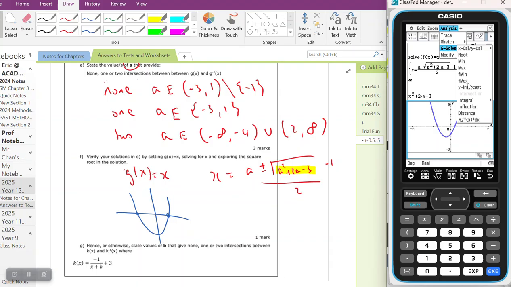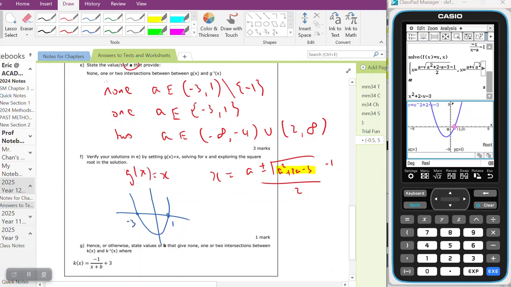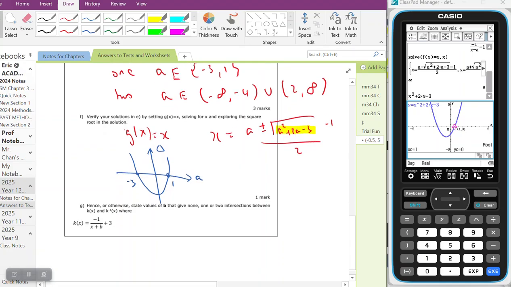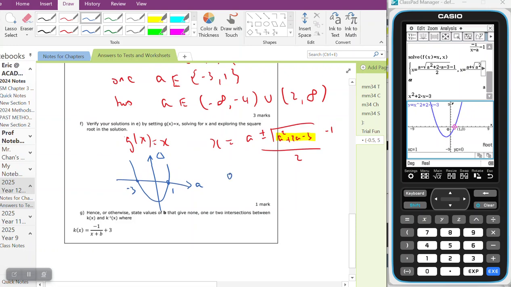Analysis, G-Solve, intersect: roots negative 3 and 1. Okay, and that's the discriminant versus your A. Now, one solution is when the discriminant equals 0. So one solution: A equals negative 3 and 1.